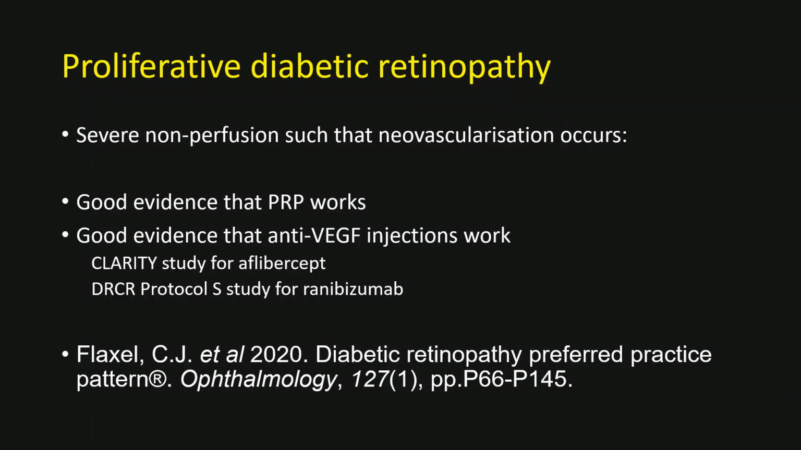In terms of treatment at the stage of proliferative retinopathy, we have very good evidence that PRP works. We also have very good evidence that anti-VEGF injections work, and that anti-VEGF injections result in better visual acuity outcomes than with PRP. There are data, however, that indicate if the anti-VEGF treatment does not continue, the patient can do badly. I do encourage everybody to read this excellent article on the preferred practice pattern.